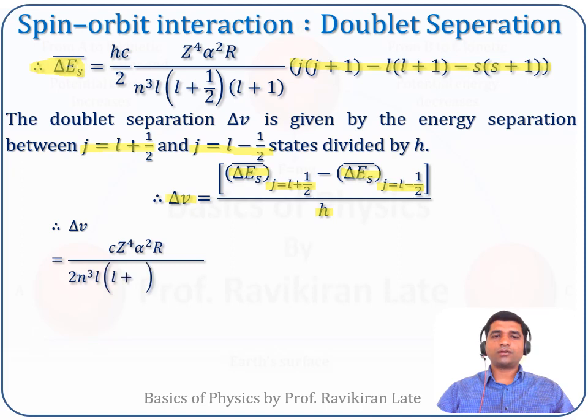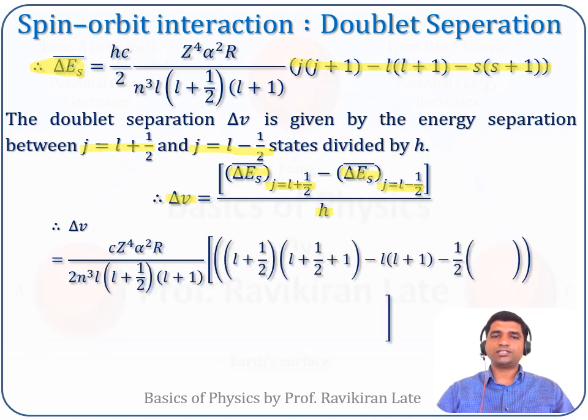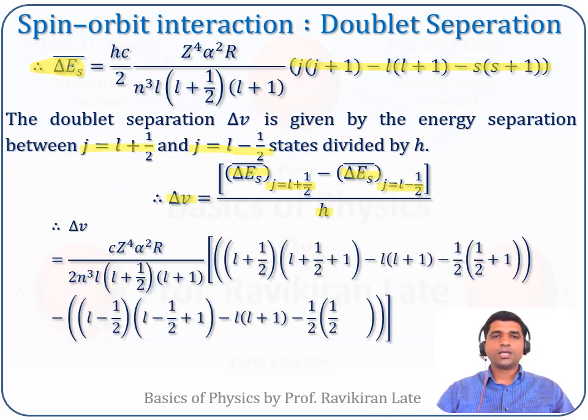Now we will try to calculate this value delta E_s for J is equal to L plus half. So in this energy expression, which is given on the top, we will substitute the value of J is equal to L plus half first, and we will subtract that from J is equal to L minus half. So for the first term, instead of this J, I am substituting L plus half. Similarly, it is L plus half over here. And for L, I am not doing anything. We will be keeping it as it is.